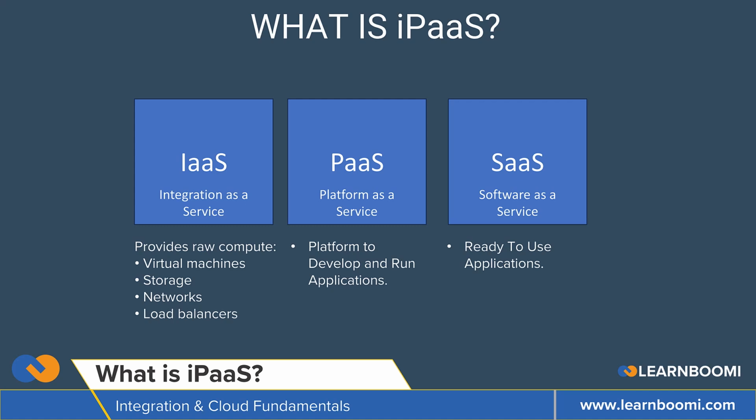iPaaS full form is Integration Platform as a Service. The letter I stands for integration, and we have looked at what integration is in the previous lecture. Now you combine integration and PaaS, and it is Integration Platform as a Service. So let's understand this concept in detail. iPaaS sits inside the PaaS category, but instead of giving a platform for building applications, it gives a platform for connecting applications, because we are talking about integration here. PaaS means a platform to build applications. iPaaS means a platform to connect applications.